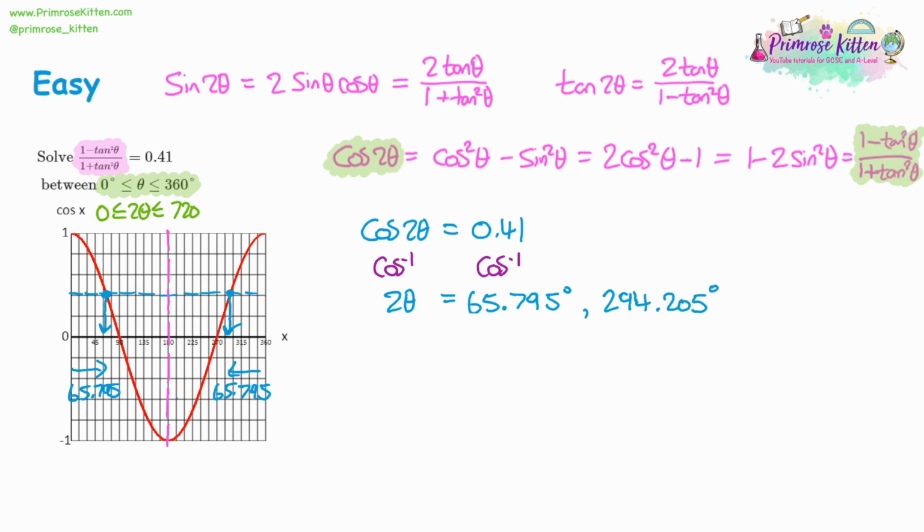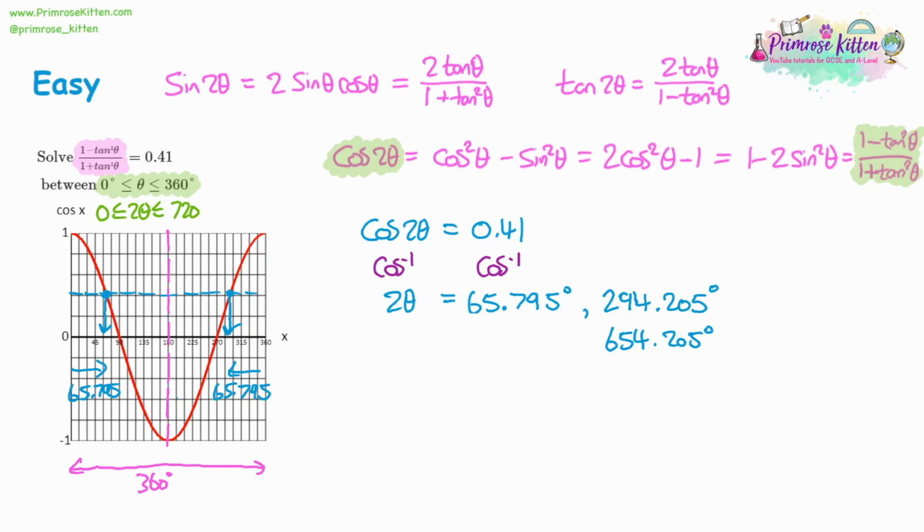Now, again, thinking about the symmetry of these, they repeat every 360 degrees. Now, we don't want any negative answers, but we can afford to add 360 on because we can go as far up as 720, which is 2 lots of 360. So I've still got on my calculator the 294.205. Let's add 360 to that, and we'll get another alternate answer, 654.205.